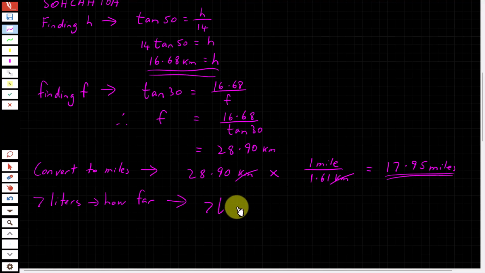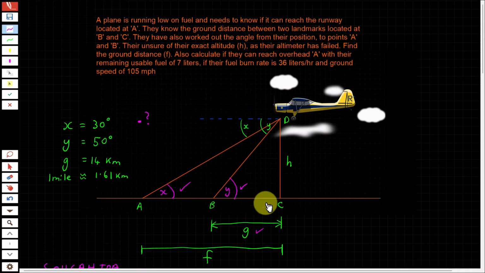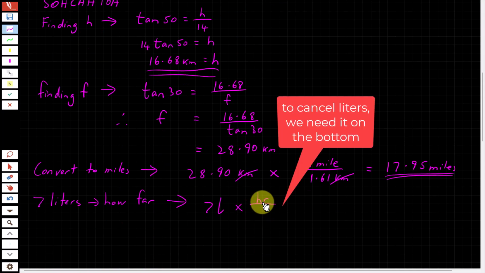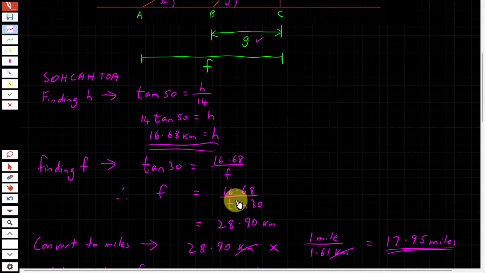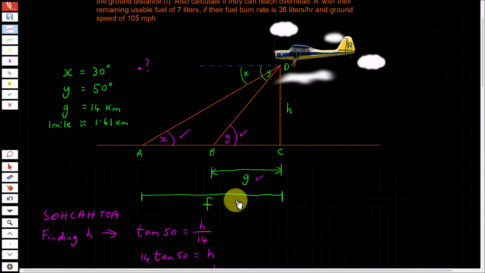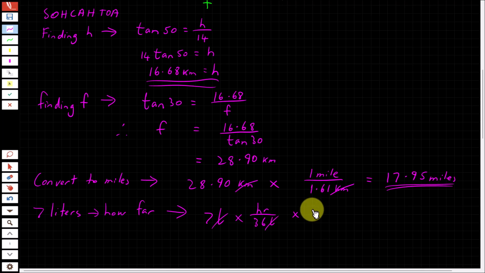We write down the 7 litres. We need to find the distance, so eventually we need to cancel out that litres and be left with miles. So from the information given in the question, we know that per hour the plane uses 36 litres of fuel. So that'll cancel the litres. We also need to cancel the hours there. So looking at the information given, we know that the plane travels 105 miles per hour. So this will cancel the hours out and be left with miles. So 7 times 105 divided by 36 will give us 20.42 miles.